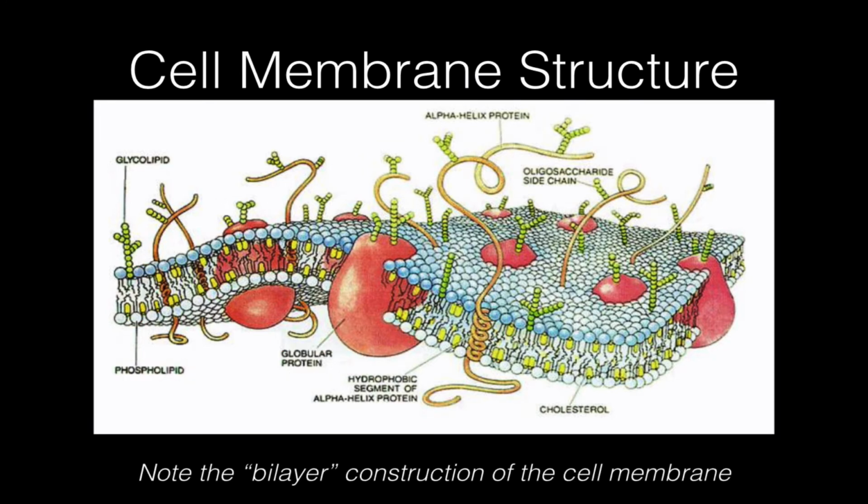Now note that this cell membrane is a bilayer. It's made up of two layers forming a sandwich. The bilayer is this bottom layer here, which is on the cytoplasm side, and then we have another double layer very similar to it on the environment side. So this is the outside of the cell out here, and this is the cytoplasm down here.